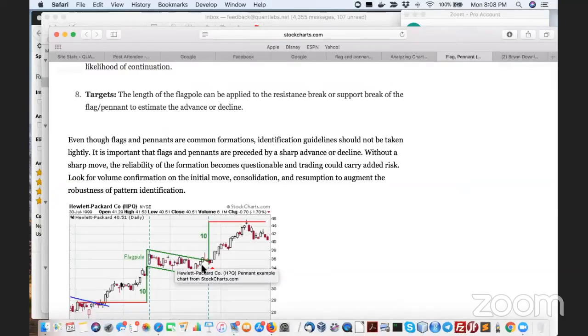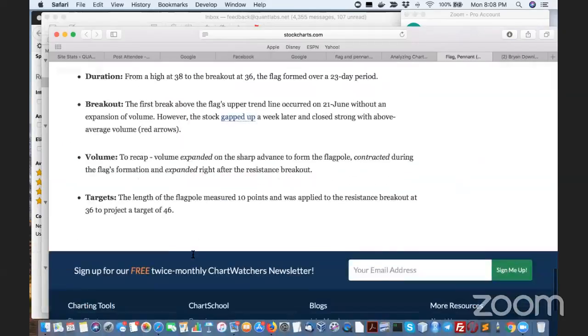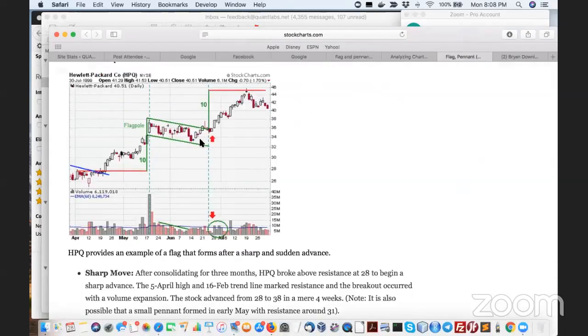We can have descending or falling flags, which can be an up move. We can also have a rising flag as well, which indicates a bear market.